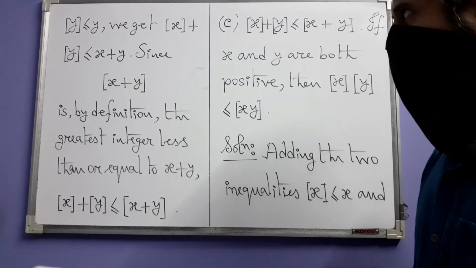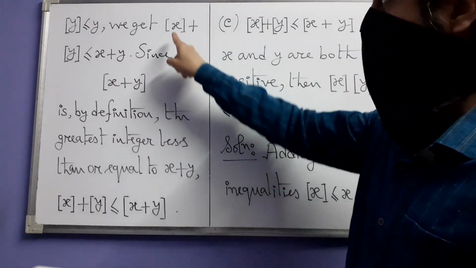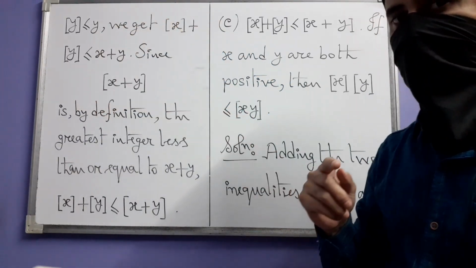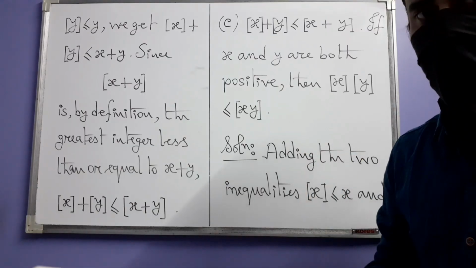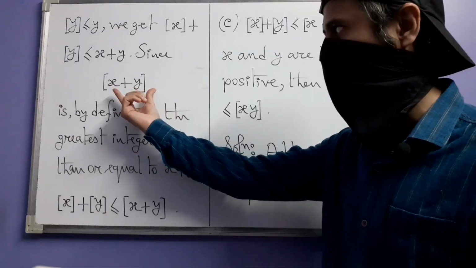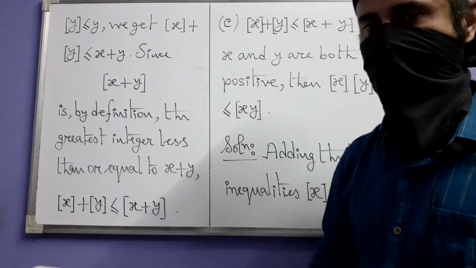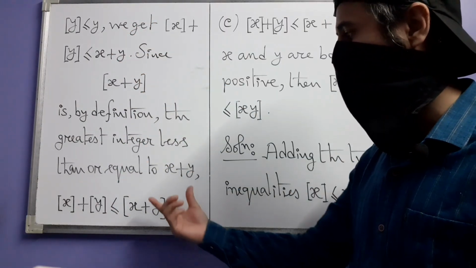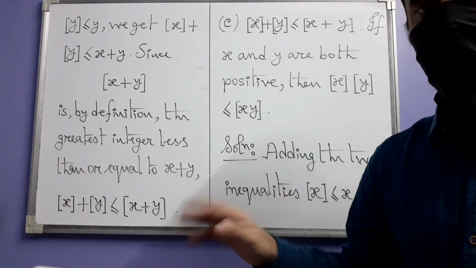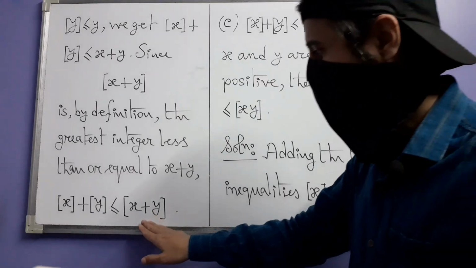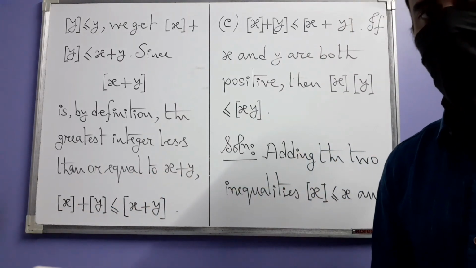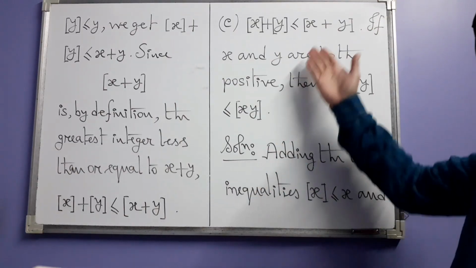But what do we see here? That this greatest integer x plus greatest integer y is another integer which is also less than or equal to x plus y, because this is the greatest among all such integers which satisfy this inequality. So obviously this will be greater than or equal to this other, possibly different, integer. This may be equal to this, but this may be strictly greater than this as well. So that is how we have the first inequality.